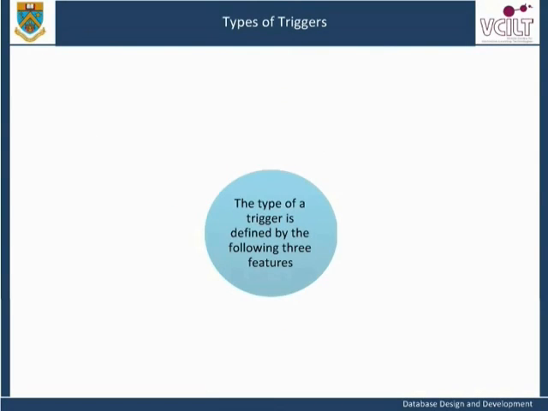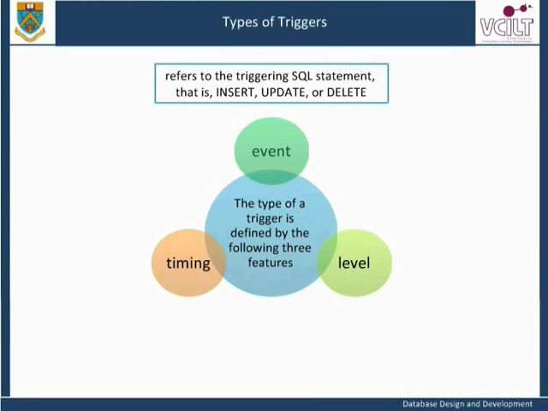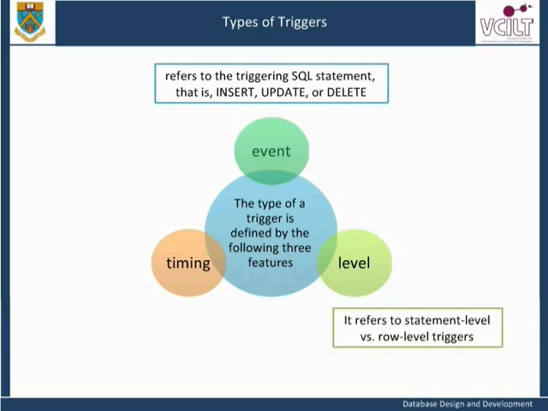The type of a trigger is defined by the following three features: event, level, timing. Event. It refers to the triggering SQL statement, that is, insert, update, or delete. A single trigger can be designed to fire on any combination of these SQL statements. Level. It refers to statement level versus row level triggers. The level of a trigger denotes whether the trigger fires once per SQL statement or once for each row affected by the SQL statement.